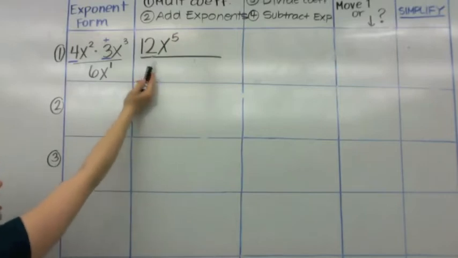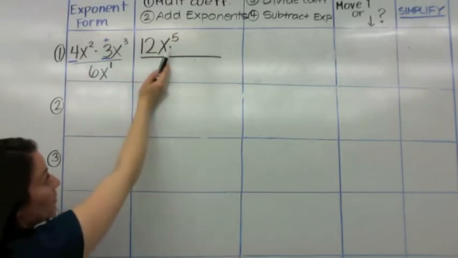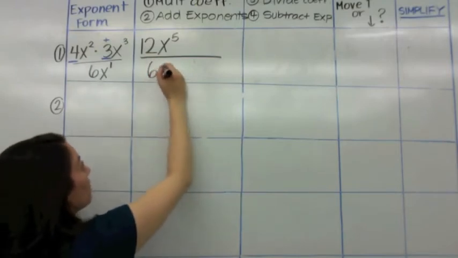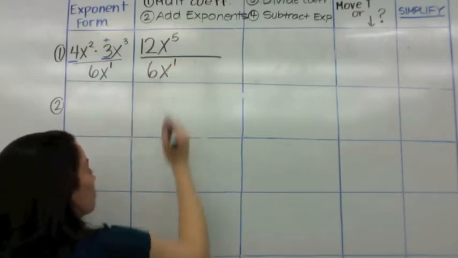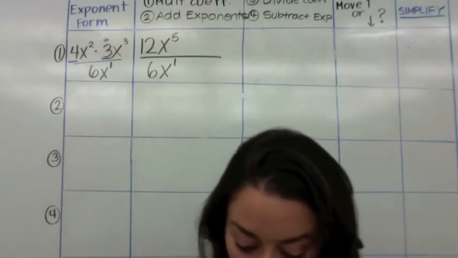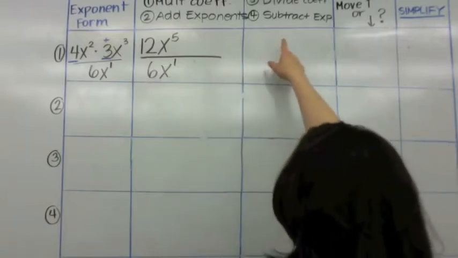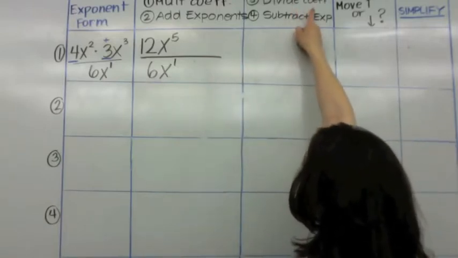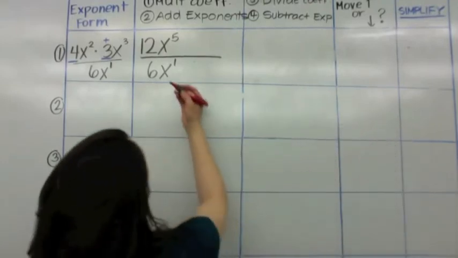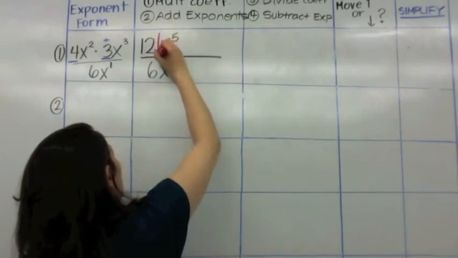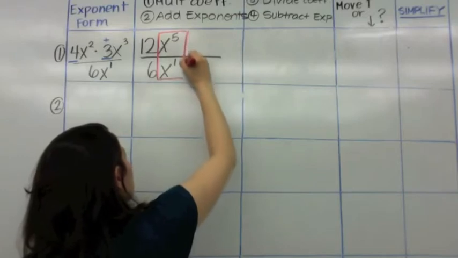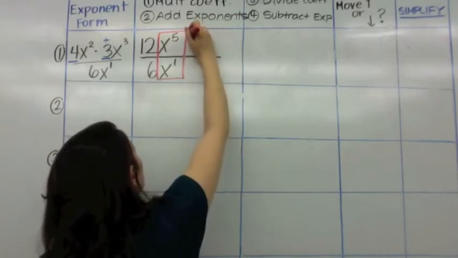Now we changed the top into 12x to the 5th power, and we're going to keep the bottom, which is 6x to the 1st power. Okay, so now what I would like you to do is look at this next box. It says divide the coefficients and then subtract the exponents. So now I want you to make a box around the coefficients. Make a box around the exponents.